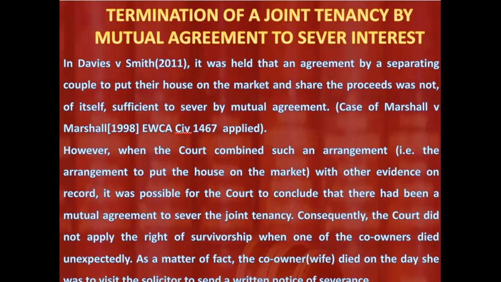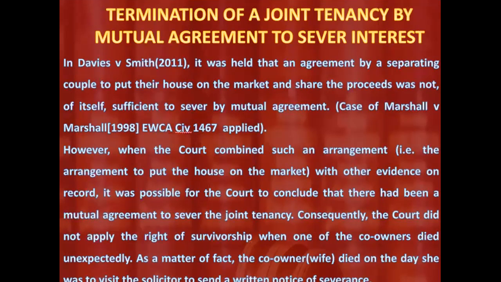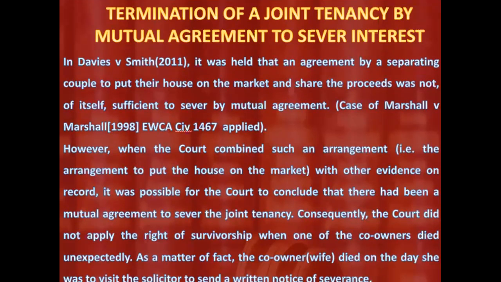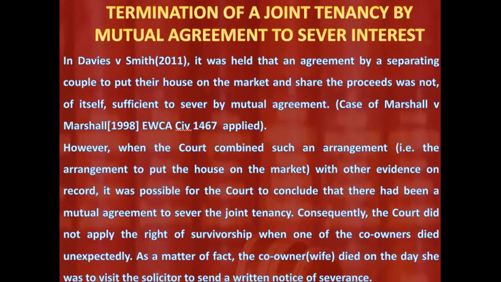In coming to that conclusion, the court relied on the case of Marshall versus Marshall, reported in 1998, EWCA Civil at page 1467, that an agreement by a separating couple to put their house on the market and sell was not of itself sufficient to sever the joint tenancy. Therefore, if you have a joint tenancy and the parties agree to partition and apportion their respective interests, then that would terminate the joint tenancy and make it a tenancy in common. That is the second way.